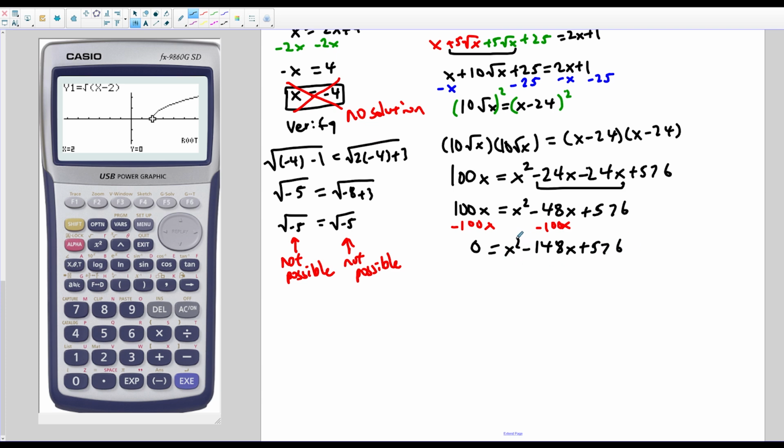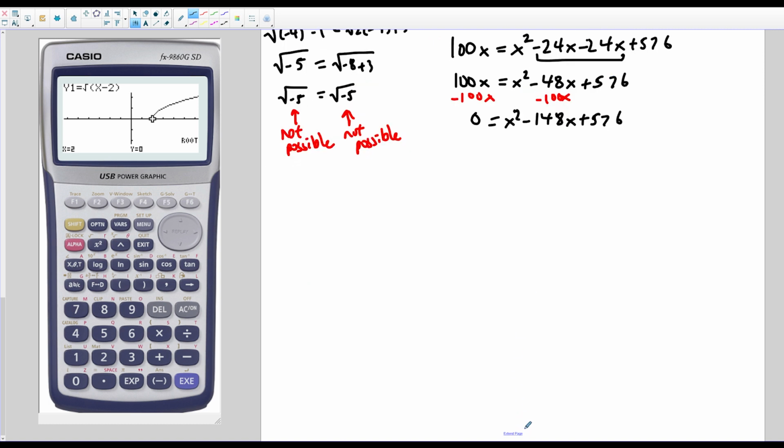Now, even though this is a simple trinomial where a is equal to 1, we have some pretty big numbers, and I don't feel like factoring something with such big numbers. So we're going to use the handy-dandy quadratic formula to help us out. So before we get started, we know that a is equal to 1, b is equal to negative 148, and c is equal to 576. So our quadratic formula was x is equal to negative b plus or minus the square root of b squared minus 4 times a times c, divided by 2 times a.